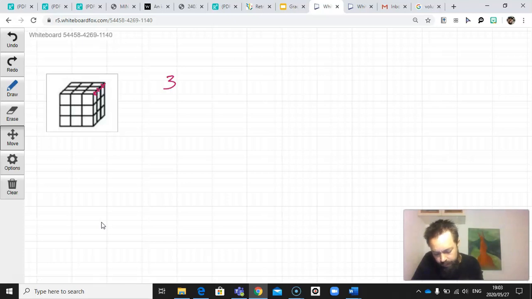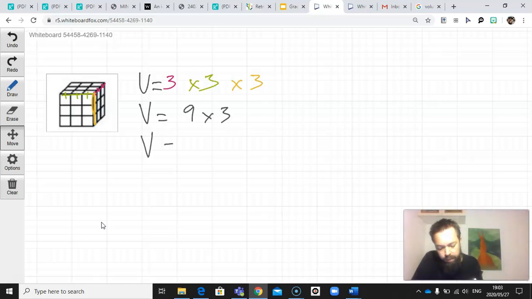If we look at this measurement here, it's 1, 2, 3. And if we look at the measurement that's this one, the height, it's also 3. So our volume is equal to 3 times 3 times 3. Volume equals 9 times 3. Volume equals 27 cubes.